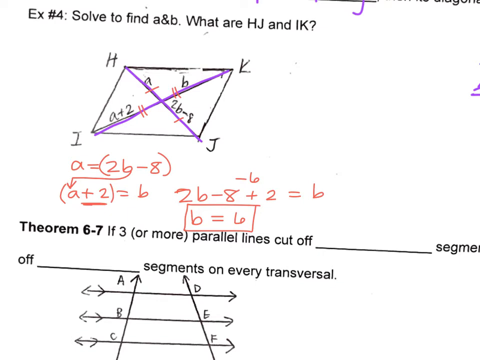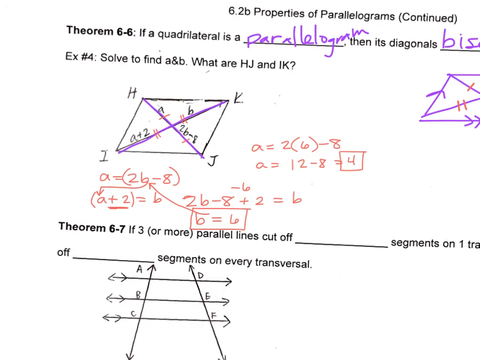And then if B is 6, now you can just plug that in up here. So A is 2 times 6 minus 8, or 12 minus 8, which is 4. Okay, so we know our A is 4, our B is 6. They want to know the lengths of HJ and IK. Can anyone tell me how long HJ is? HJ would be 8, right?